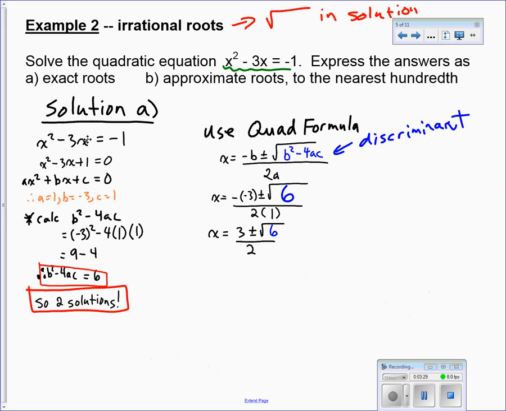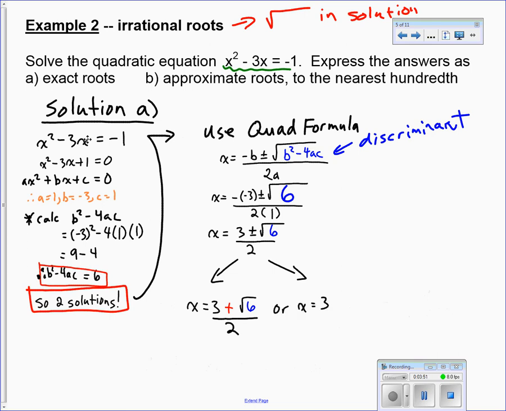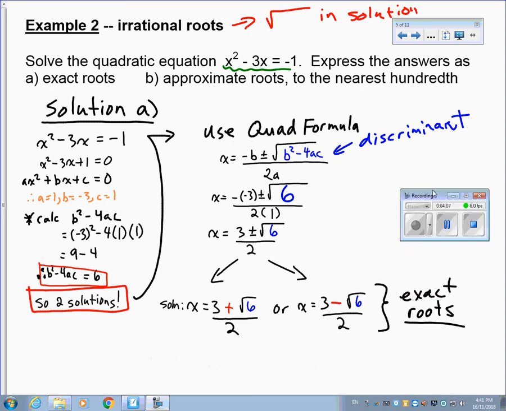Now, that problem breaks up. Remember, we said there's supposed to be 2 solutions, so we're going to identify those 2 solutions. We're going to say the following, that we have x equals 3 plus the square root of 6, all divided by 2. Or the solution is x is equal to 3 minus the square root of 6 all over 2. Now, we call this form the exact solution or the roots of a problem.